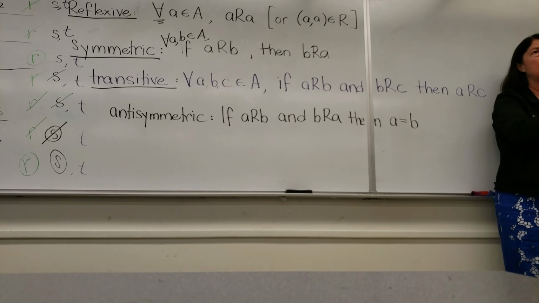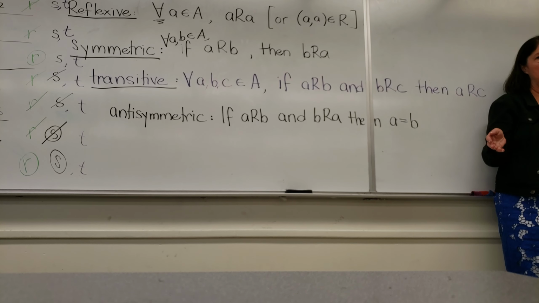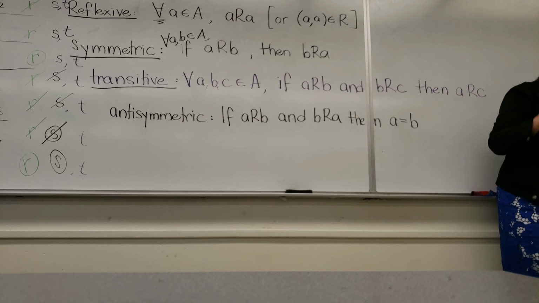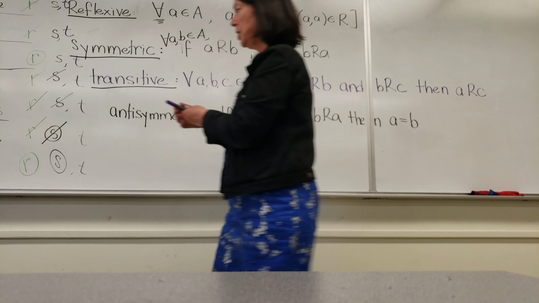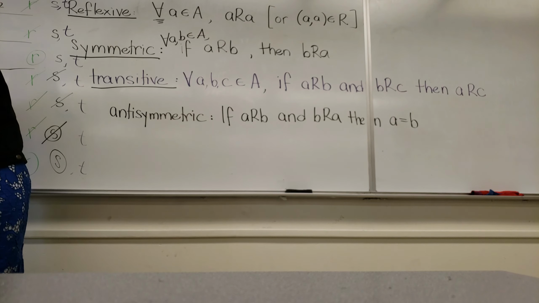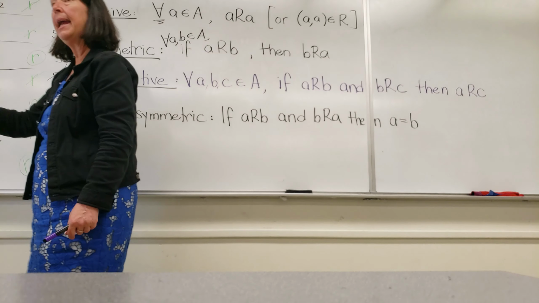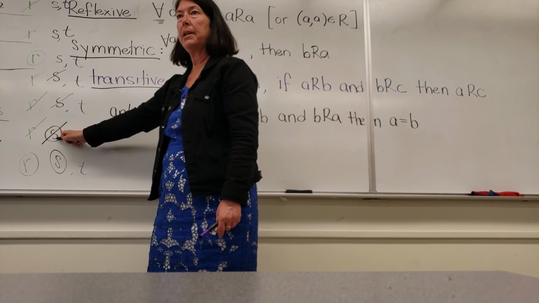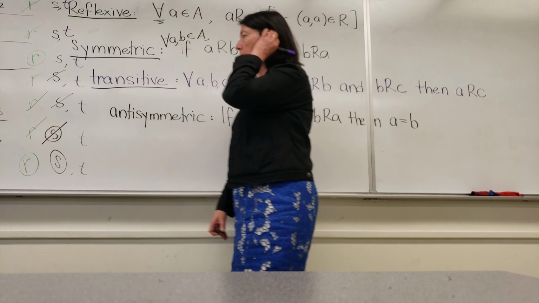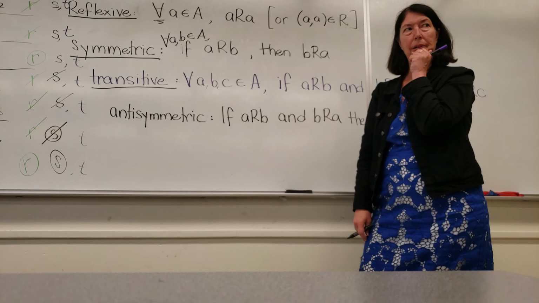So symmetric is all the streets have to be two-way streets. Anti-symmetric is no two-way streets except for loops. So the description you just gave was this: AB is in the relation, but BA is not. So that's not symmetric. All right.